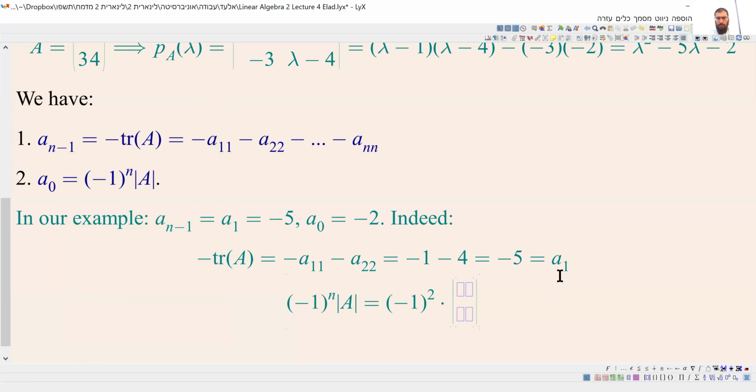Of course, it is correct, not just in our example. It is a universal truth. The coefficient of lambda to the power of n minus 1 is the negative of the trace, and the free coefficient in the characteristic polynomial, a0, is the determinant of A multiplied by minus 1 to the power of the order of the matrix. And yet again, I don't want to prove it. Just let it be known. It's not very important. I'll probably use it later, but it's not very important, so let it be that way.